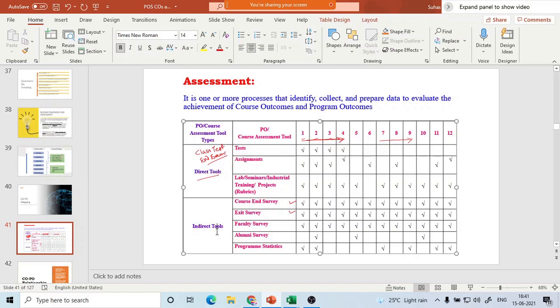When you want to connect with some extracurricular activities, you can collect an exit survey, an end course survey. If I conduct an NSS camp, let's have one survey for this, and that survey will help us analyze all these POs and the questions you are going to create. You give the numbering, and we give the questions based on these 12 POs. This is called an indirect tool. So this is a direct tool, this is an indirect tool. This is for a typical course I am talking about.